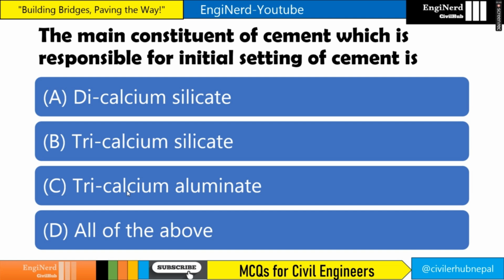The main constituent of cement which is responsible for the initial setting of cement is tricalcium aluminate, right? For the initial setting, C3A. For the initial strength, if it is asked initial strength, then it is C3S. Initial set is C3A and initial strength is C3S.